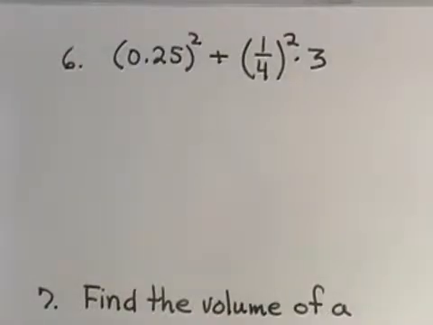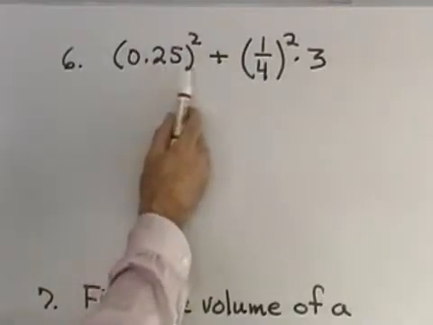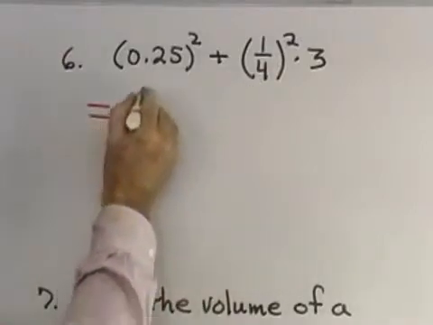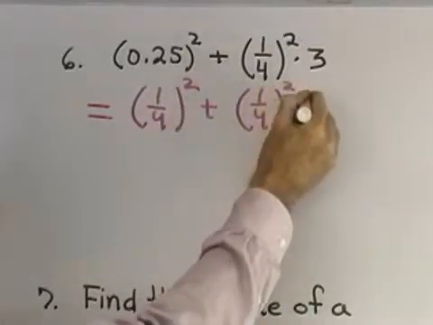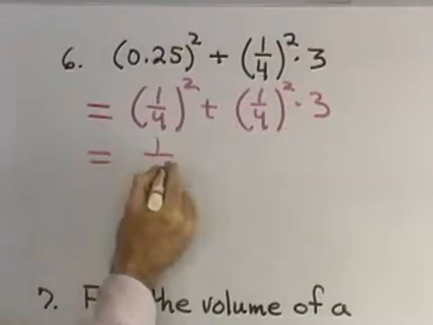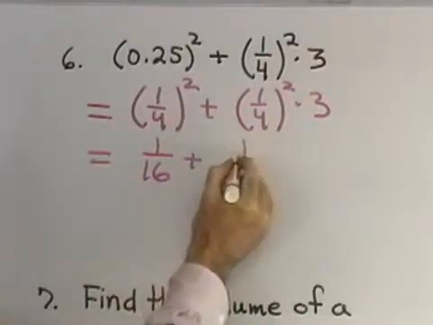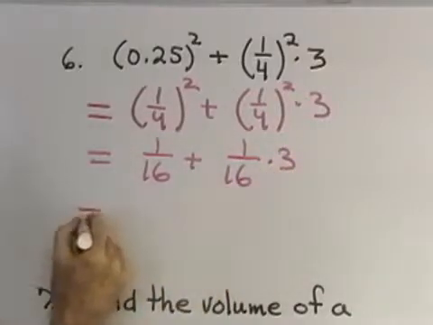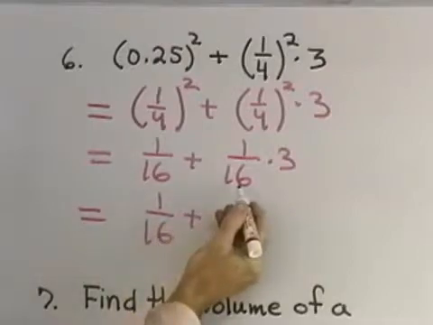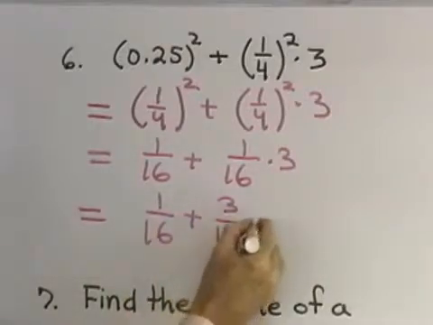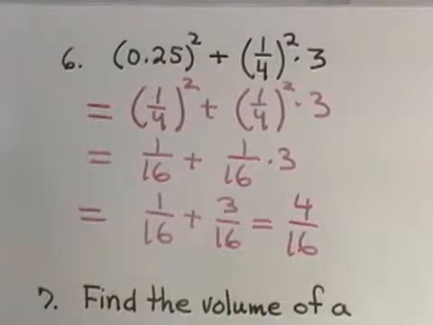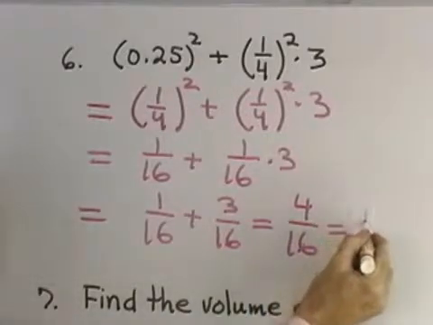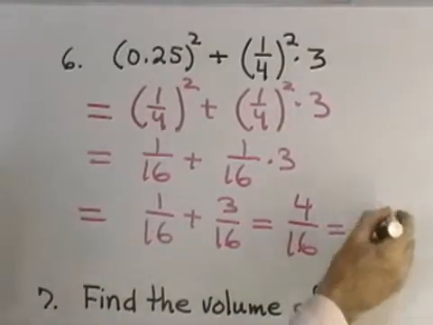I have 0.25 squared plus 1/4 squared times 3. Let's see, I recognize this 0.25 as being 1/4, and since I have a 1/4 right here, let's just change this to a fraction. 1/4 squared plus 1/4 squared times 3. So 1/4 squared is 1/16, plus 1/4 squared is 1/16, times 3. I end up with 1/16 plus 1/16 times 3 is 3/16. So what do we have here? 1/16 plus 3/16, 4/16. I can reduce that to lowest terms by dividing out the common factor 4.